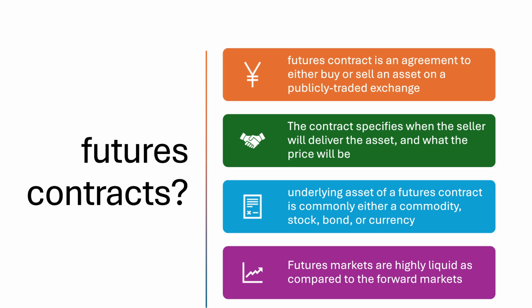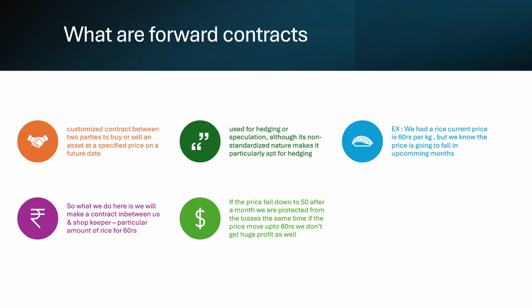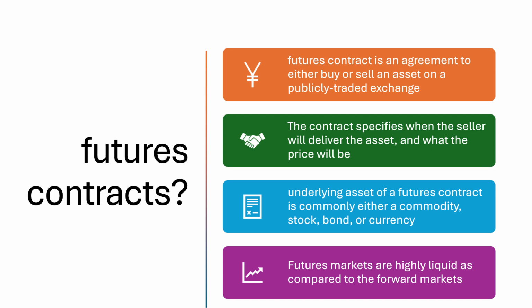Now understand what futures contracts are. A futures contract is an agreement to buy or sell an asset which is traded publicly, that is, on a stock exchange. So the forward contract happens offline, but the futures contract happens online, in an exchange. This contract specifies when the seller will deliver the asset and at what price. If you are trading in futures, physical delivery may be available, for example if you are trading in crude oil or natural gas.